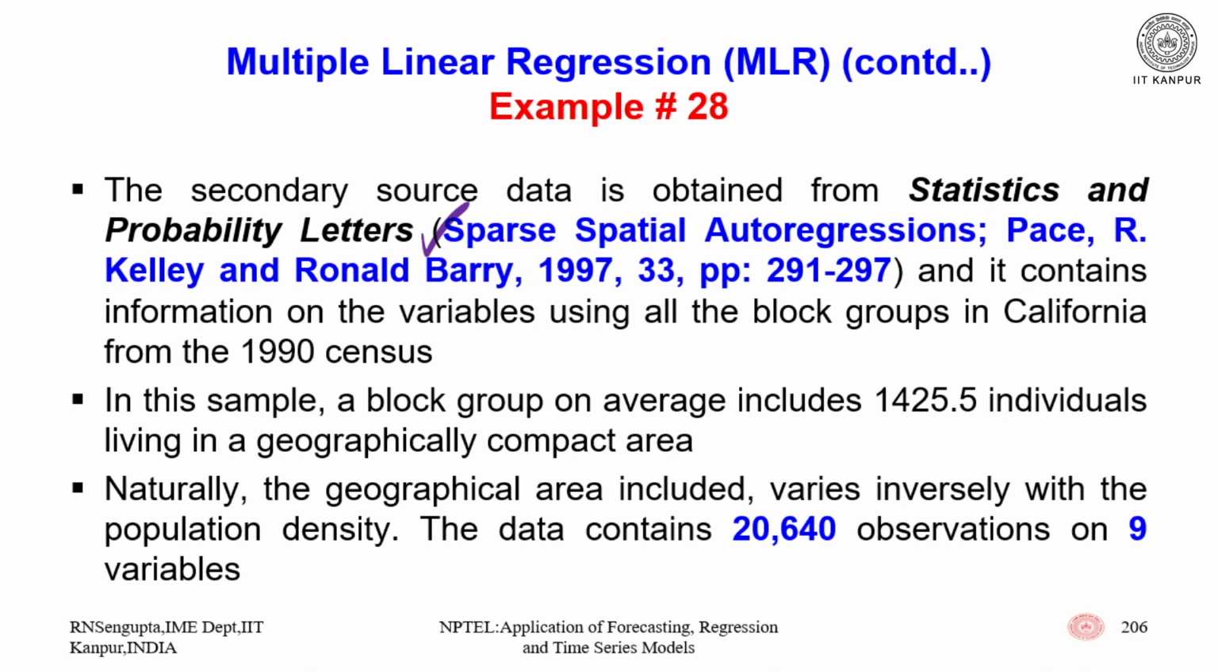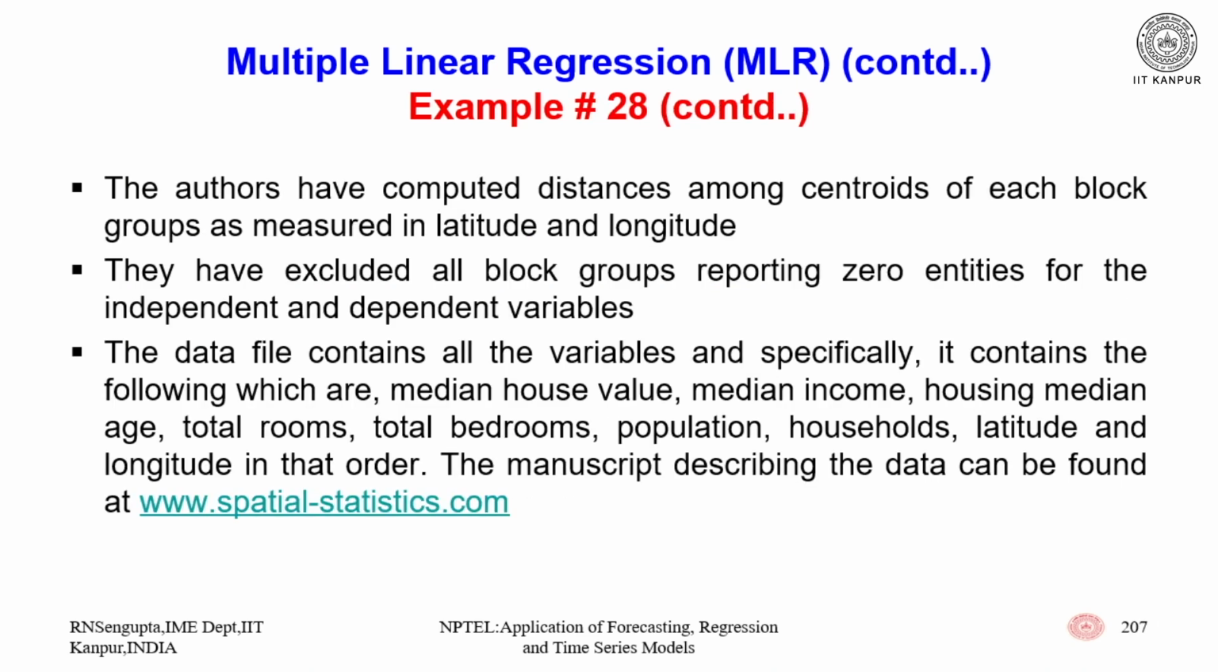And what we want to do, we will come to that. The authors of this paper have computed the median distance between the centroids of each block. So, if you consider the blocks, the distance between the centroids of the blocks is considered as latitude and longitude to give the information. They have excluded all block groups reporting 0 entities. The data file considers all the variables, and the information can be found at this link. The link is given.